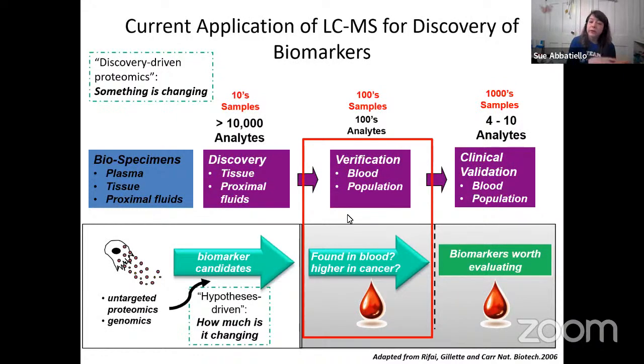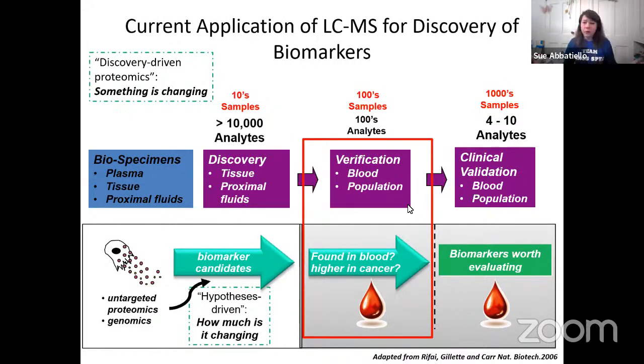And you can also move this from the discovery sample matrices to blood in a larger population of people. And so blood's a little bit easier to get than tissue, or a lot easier to get than tissue and proximal fluids. And then you can begin to see if these changes that are being observed are significant and relevant, and if you're able to detect them with high precision and reproducibility.